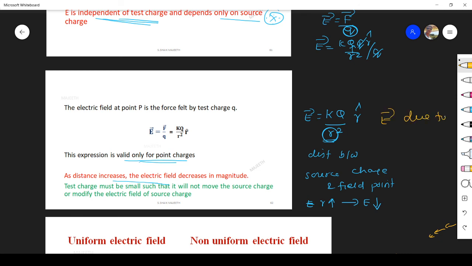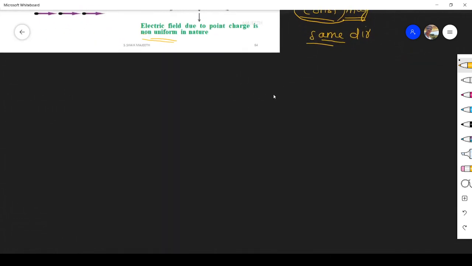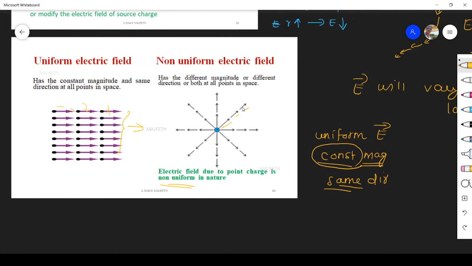They may ask in the exam, what is the electric field due to a point charge? Why is it called electric field due to a point charge? We found E is equal to F by Q, where Q is a test charge, which is nothing but a point charge. So capital Q is also a point charge. So E is equal to kQ by r squared into r cap is the electric field due to a point charge. When r increases, E decreases. That's what this shows. So when our distance increases, the magnitude decreases. Clear? That's why the electric field due to a point charge is non-uniform in nature.